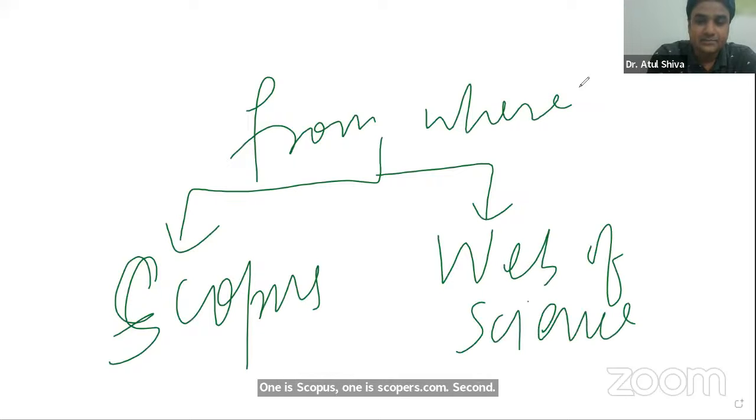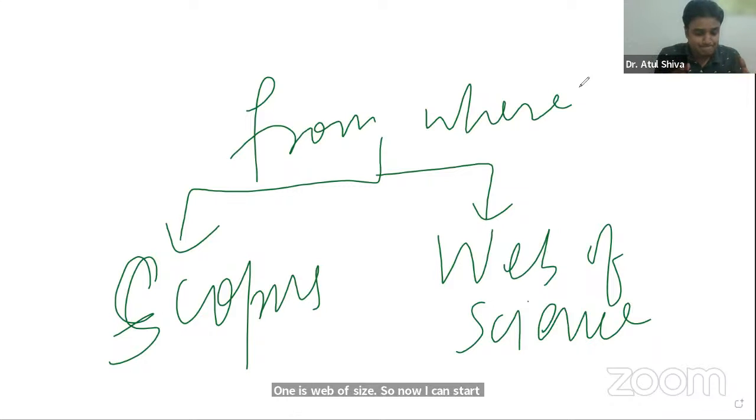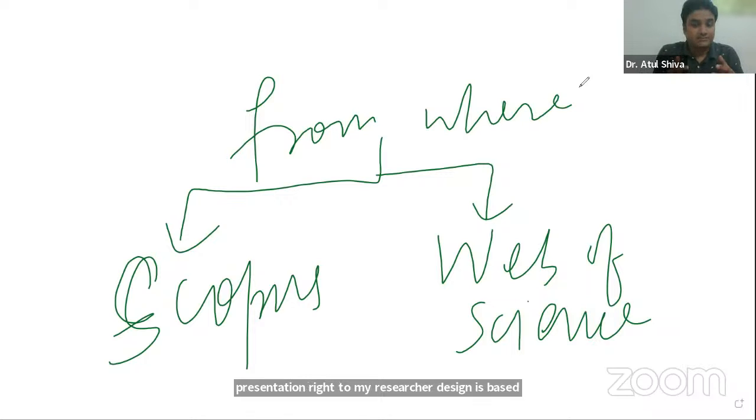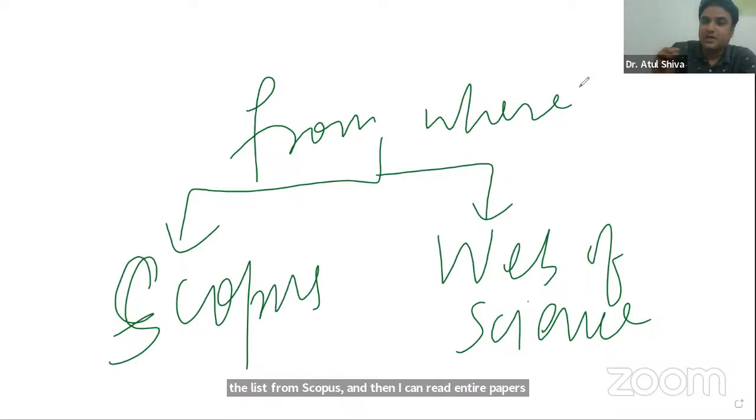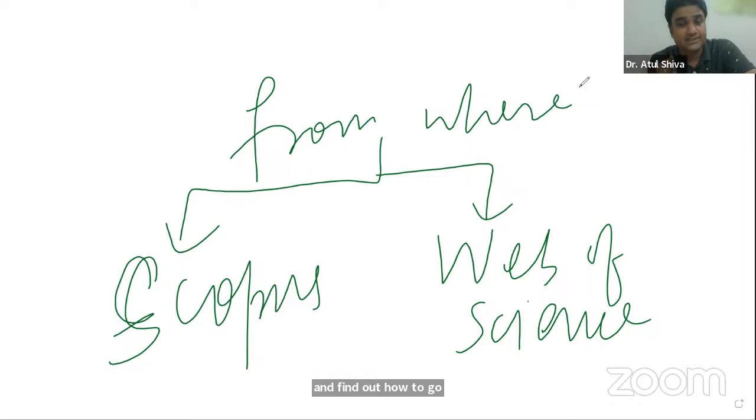So now I can start my presentation, that my research design is based upon conclusive research design. Let us say I have got some variables, XYZ variables, but I need to find out a very nice research gap. And from where can I find that research gap? I can go to scopus.com or Web of Science databases to see what is the total research available in these 2 databases. On the basis of that, I can download the list from Scopus, and then I can read entire papers and find out how to go for addressing a research gap.